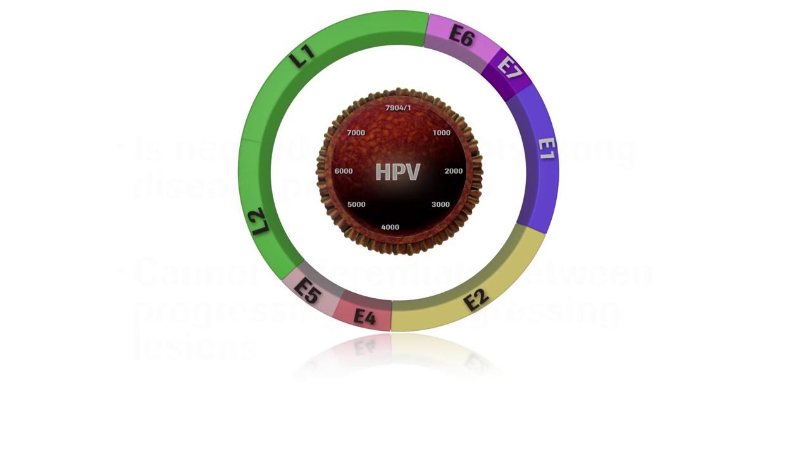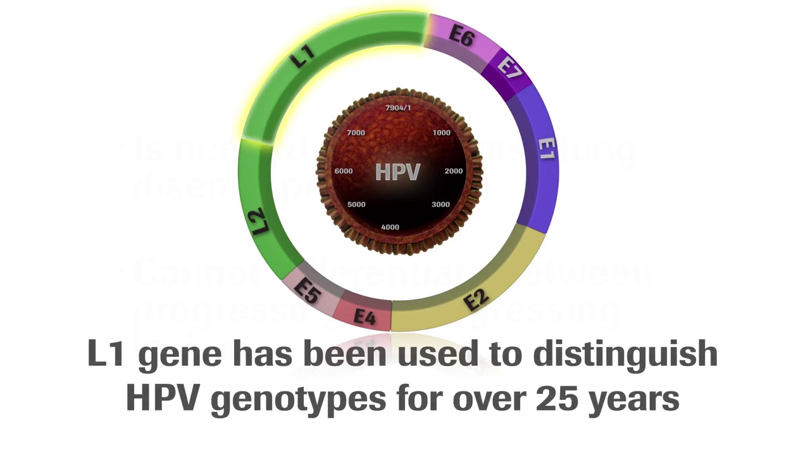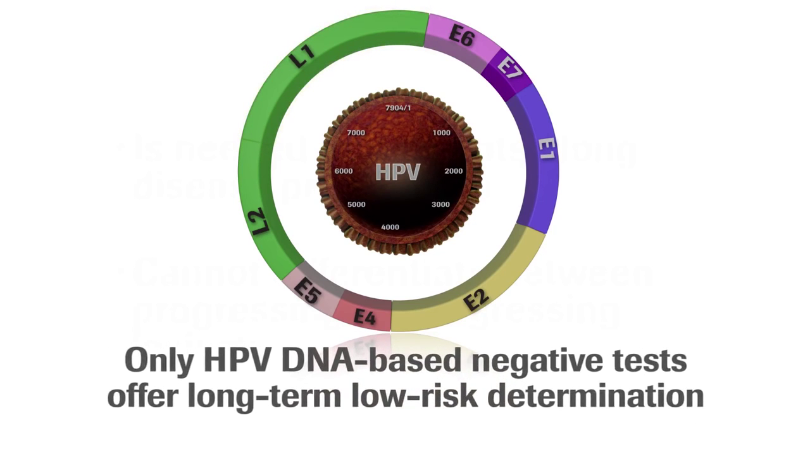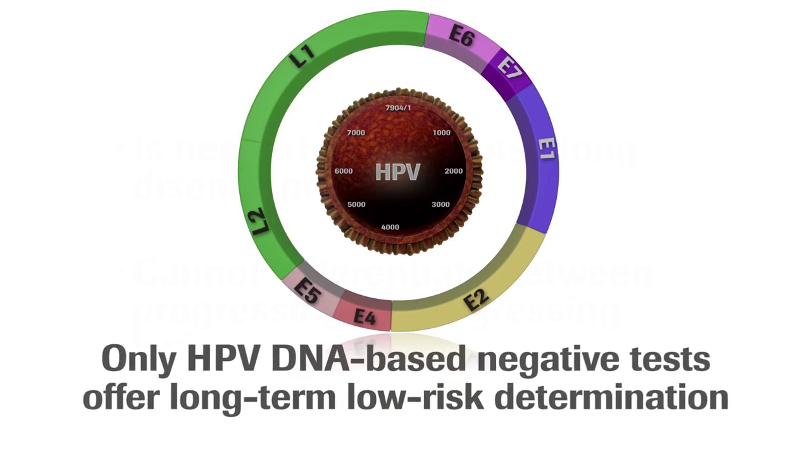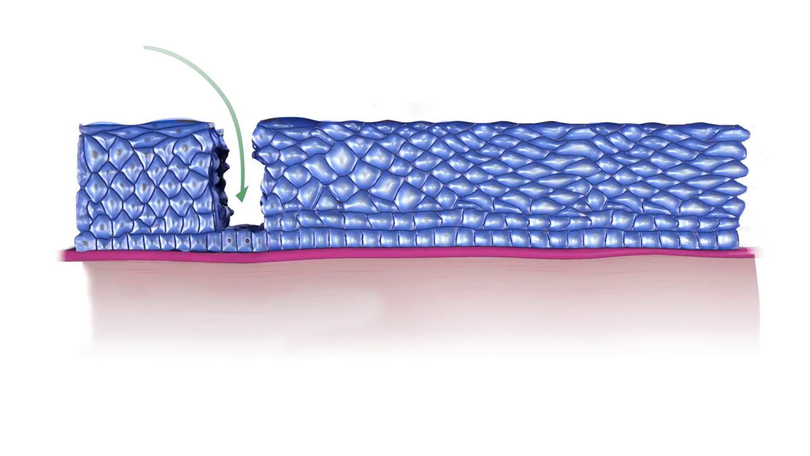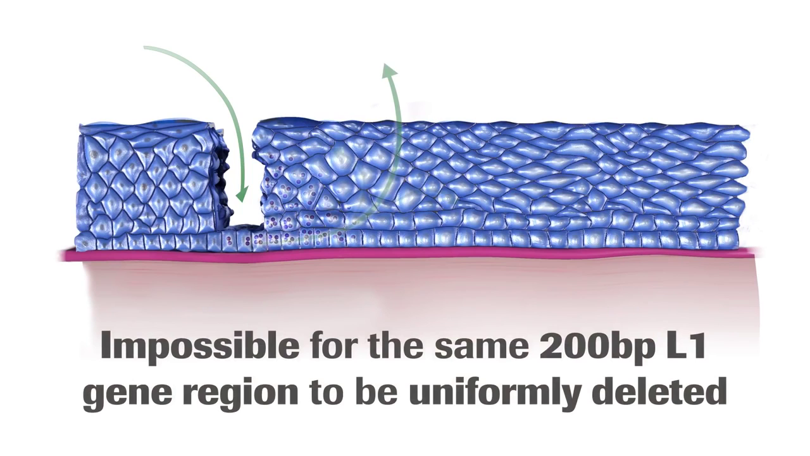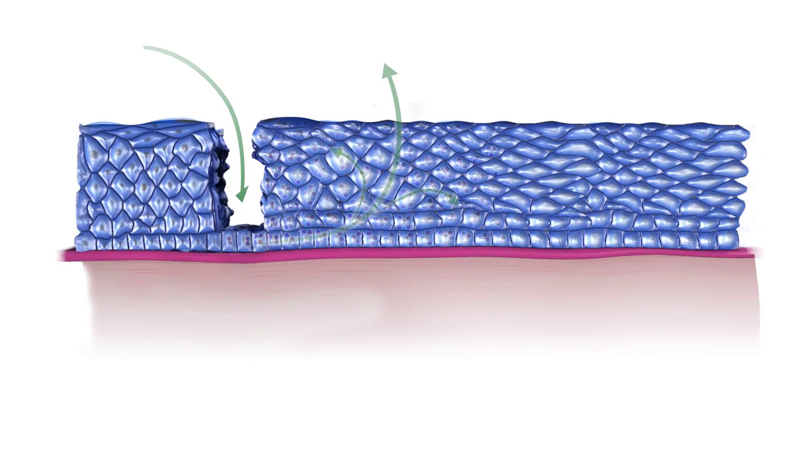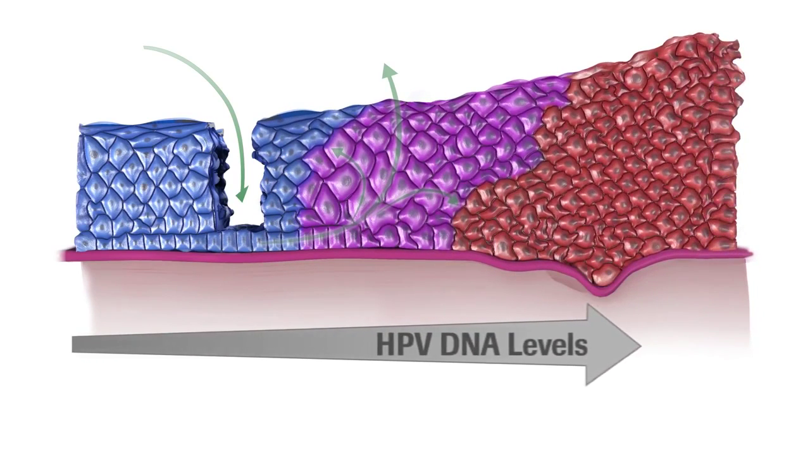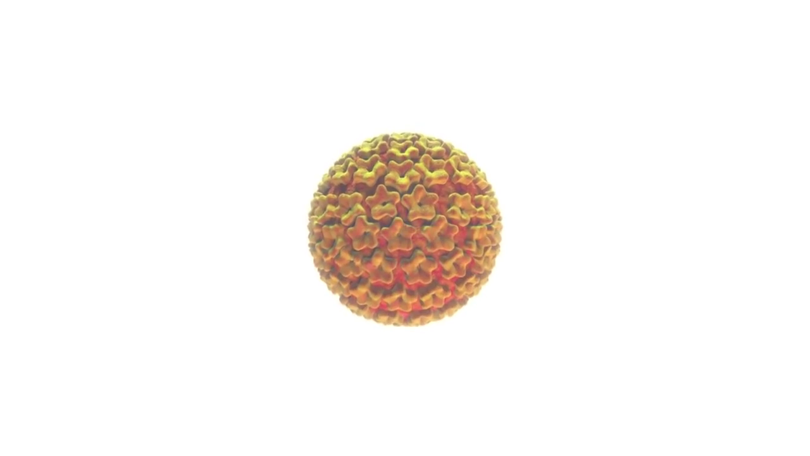On the other hand, the L1 gene has been used to reliably detect HPV DNA and distinguish one HPV genotype from another for over 25 years. Only DNA-based tests have been shown to have a long-term, low-risk period after a negative test. With many copies of HPV within one cell, and many infected cells within every patient sample, random and unpredictable HPV incorporation makes it impossible for the same 200 bp L1 gene region to be uniformly deleted. Research indicates that based upon histological status, DNA testing yields increasing positive results for patients across the spectrum of disease progression, thus making DNA the gold standard for a cervical cancer screening assay.